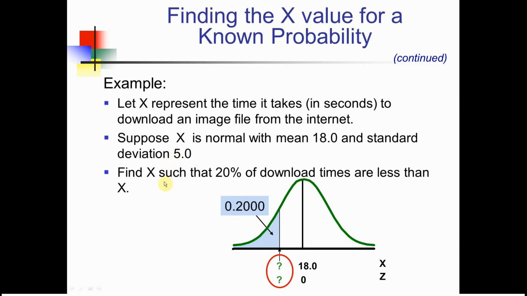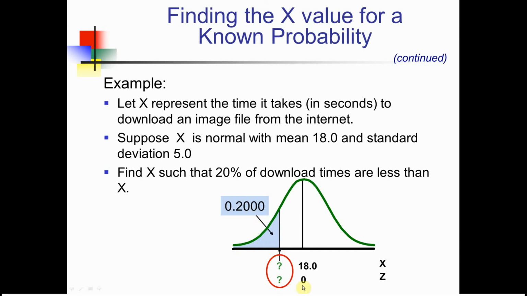What we might want to do is, okay, given this condition that it normally varies with mean 18 and standard deviation 5, what value of x would be such that 20% of the time the download times are less than x? It might be a question we ask. In other words, what would x have to be so that 20% of the time it's faster than that? So that's simply looking at the normal distribution here with mean 18 and standard deviation 5, where we'd like to know what value here gives this shaded area to be 0.2 or 20%. Because again, these would be download times less than.